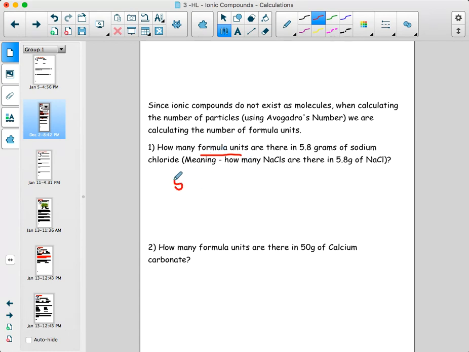So the first step would be to calculate moles. So 5.8 grams divided by the molar mass of sodium chloride, which is 58, more or less.